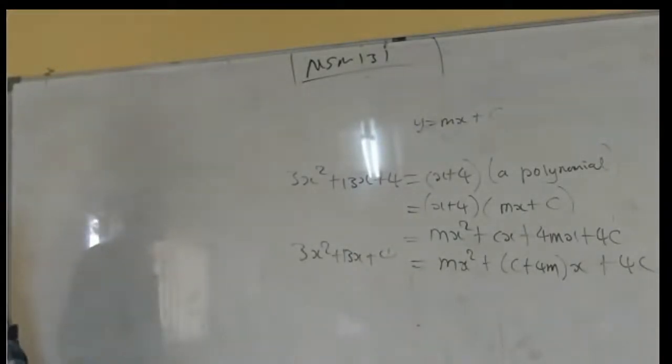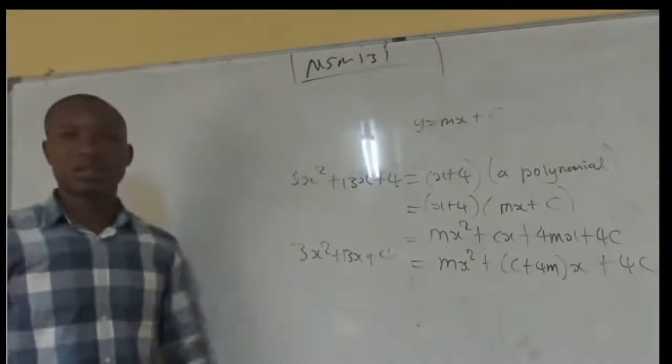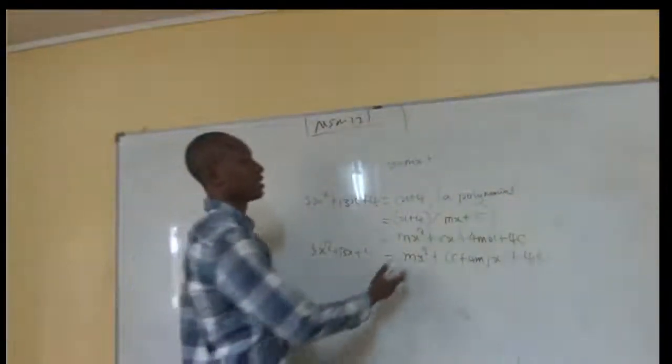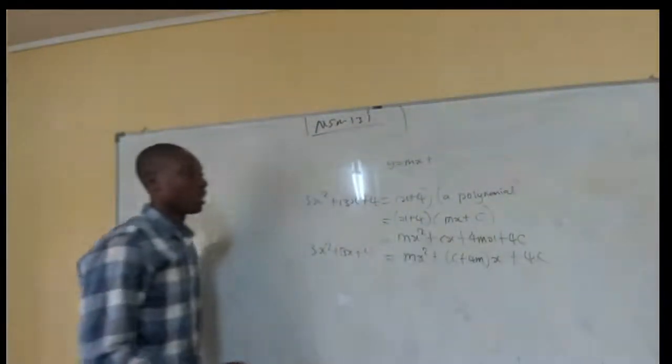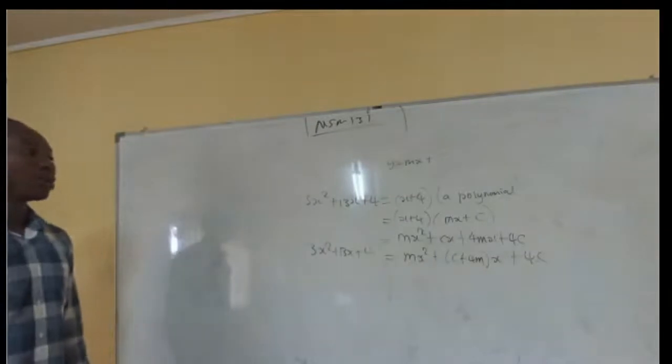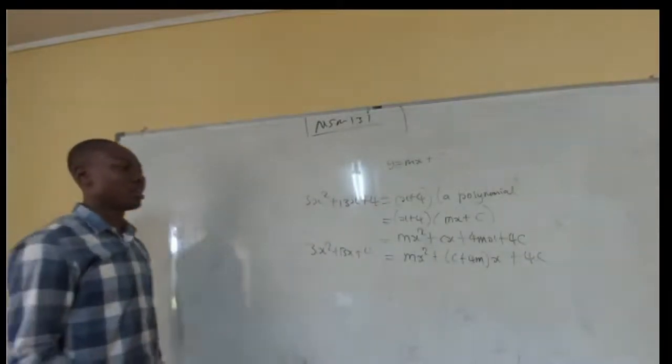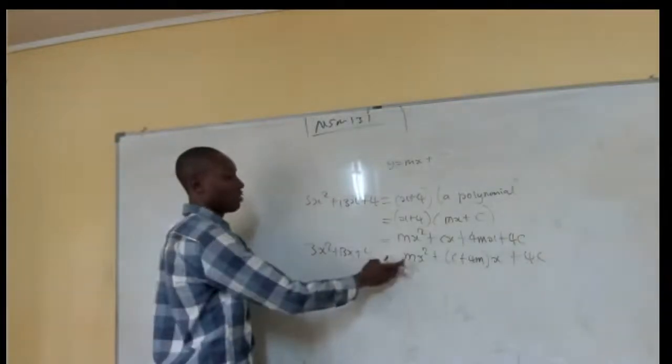Alright, so basically speaking, this is equal to that. Now you're being asked what is the coefficient of x in that quadratic expansion. The coefficient of x is simply m. So we're looking for m. How do we find m? There are two ways we can find m. We can actually see that m is 3.